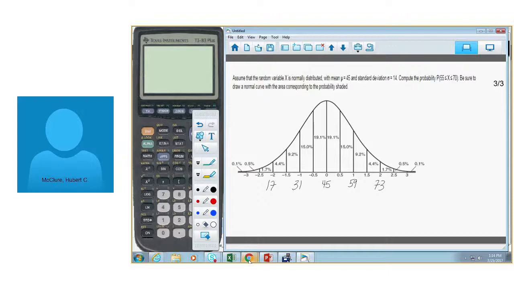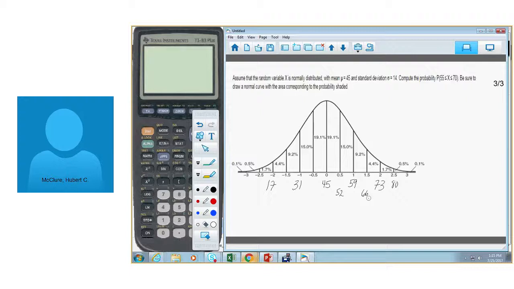So let's fill in the middle numbers a little bit because we need to draw a picture of it. So we know that this is 7. So 7 from 59 is 52. And 7 added on to this would be 66. And they want to know between 70. So 70 would be where? Somewhere right in here, maybe.